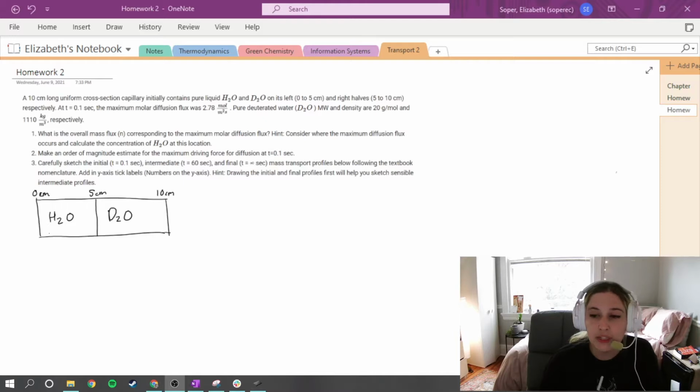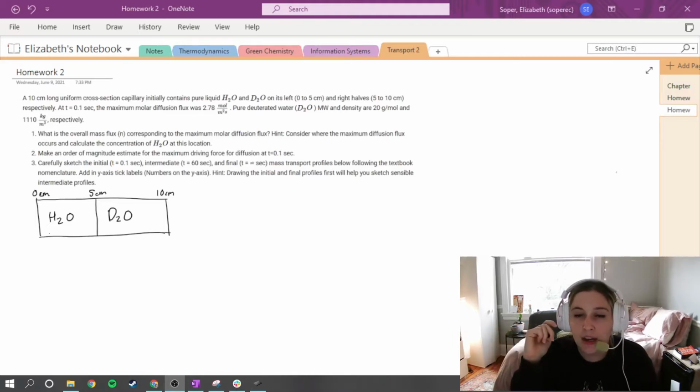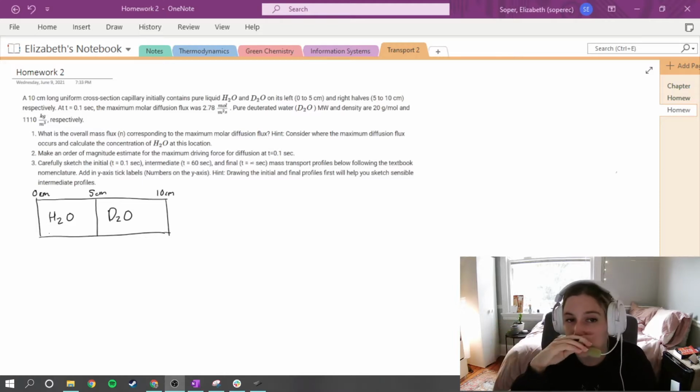The other pieces of information that the problem gives us is that at t equals 0.1 seconds, the maximum molar diffusive flux is 2.78 moles per meter squared seconds. So we will use this later. And then it also gives us some of the properties of deuterated water, and that is that the molecular weight is 20 grams per mole and the density is 1,110 kilograms per meter cubed.